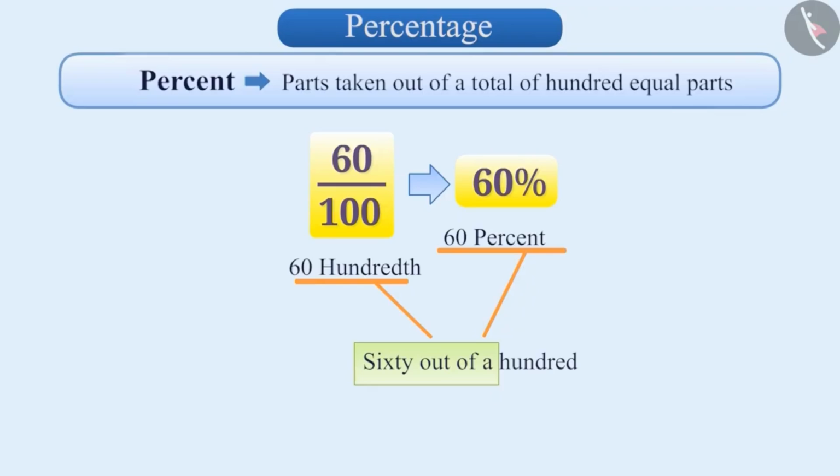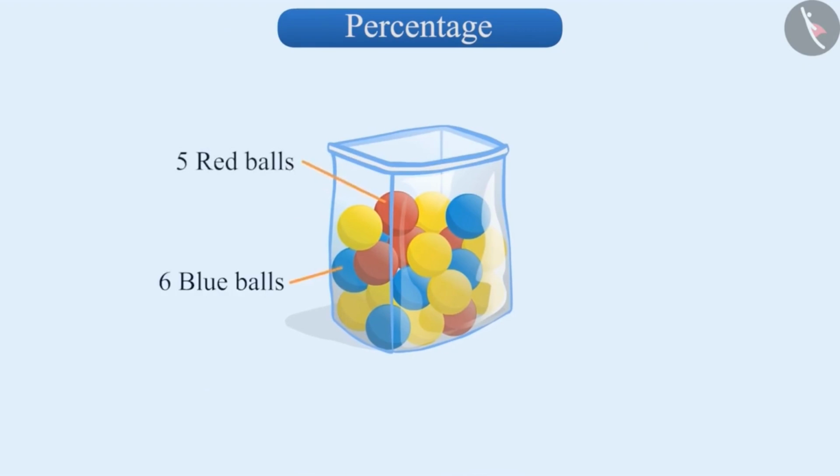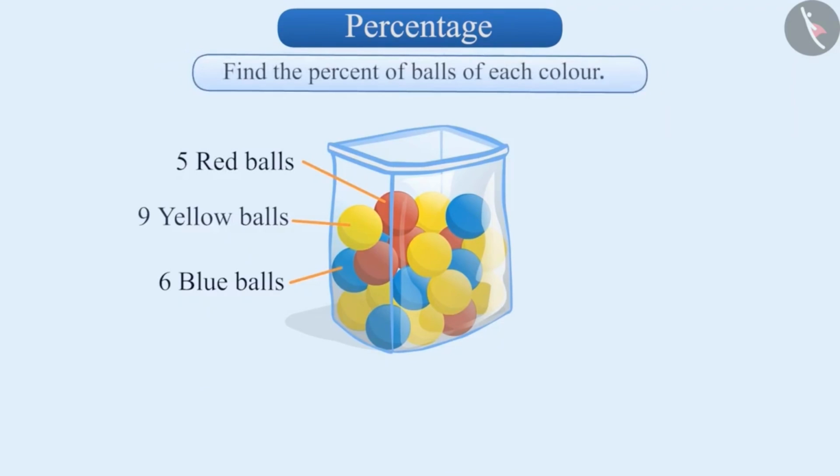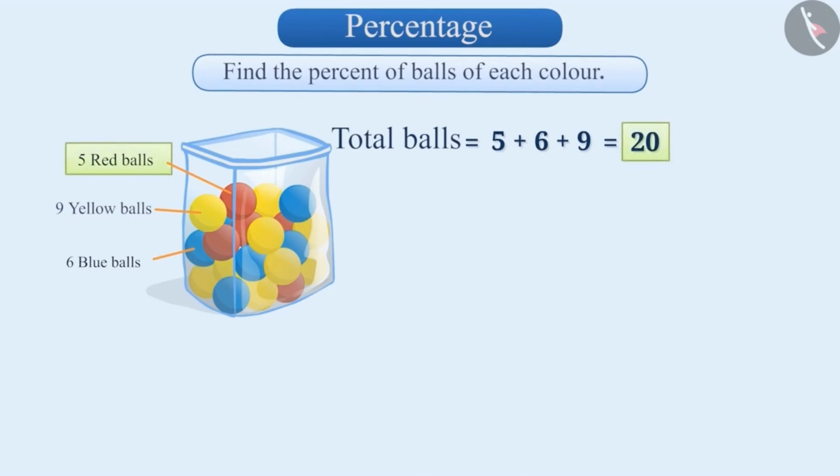Now let's find out how to find percent in mathematics. Suppose a bag contains 5 red balls, 6 blue balls, and 9 yellow balls. Let us find the percent of balls of each color. First, we will find the total number of balls. Here the sum of 5 plus 6 plus 9 is 20. That is, out of 20, there are 5 red balls, which we will represent with fraction 5 by 20.